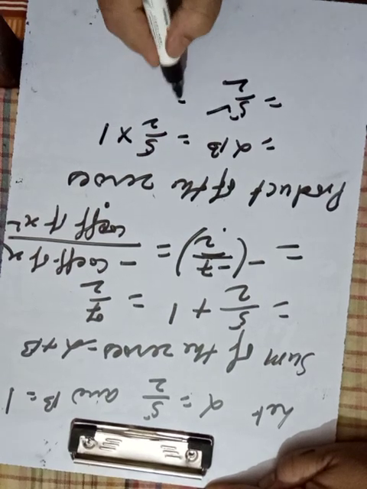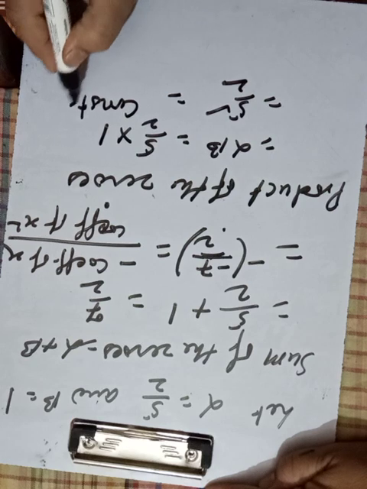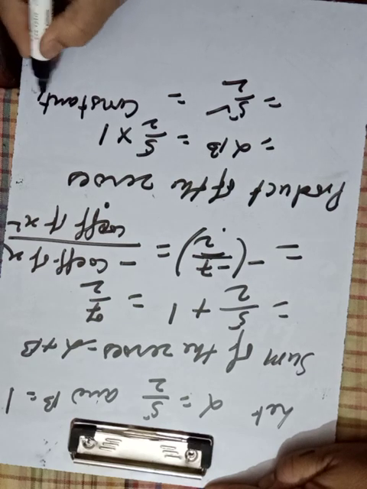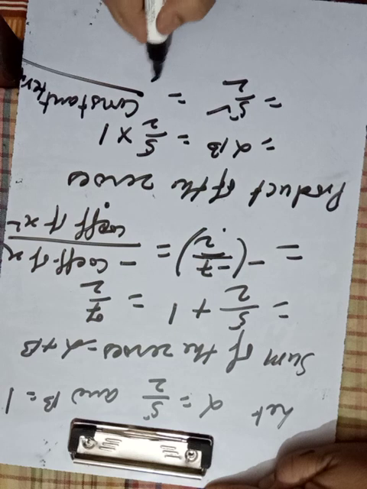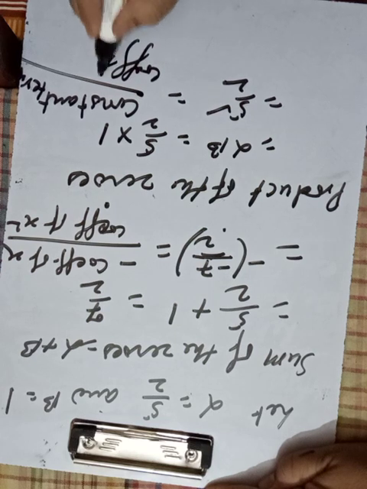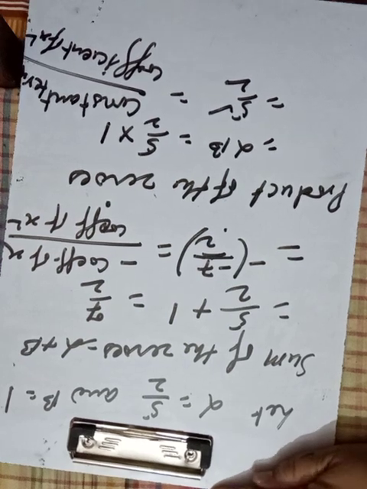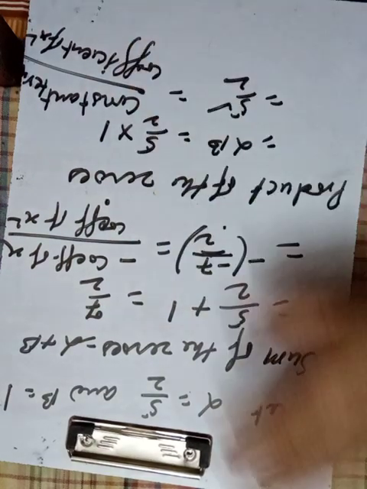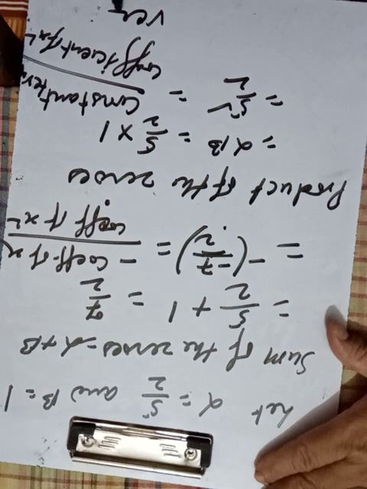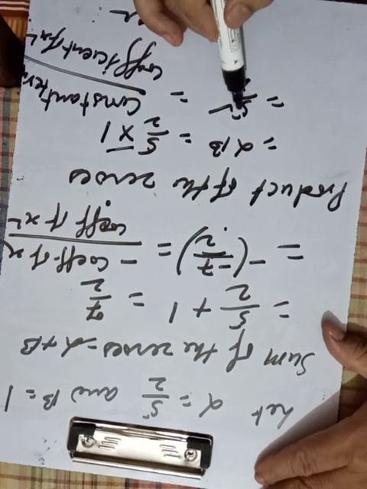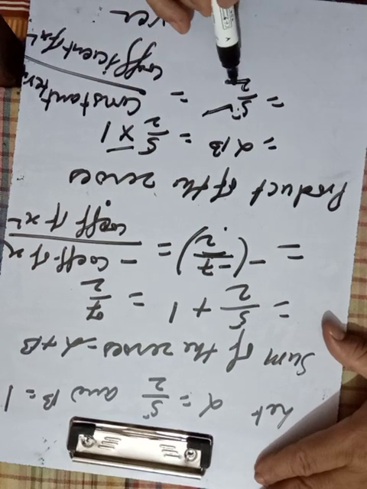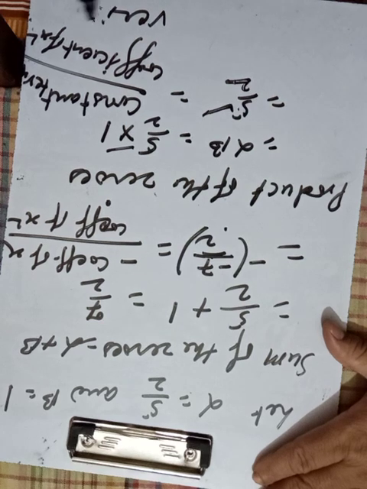Here 5 is our constant term. So we write here constant term by coefficient of x square. And whatever I have got, we write here verified, because our constant term was 5 and our coefficient of x square was 2. So we will write here hence verified.